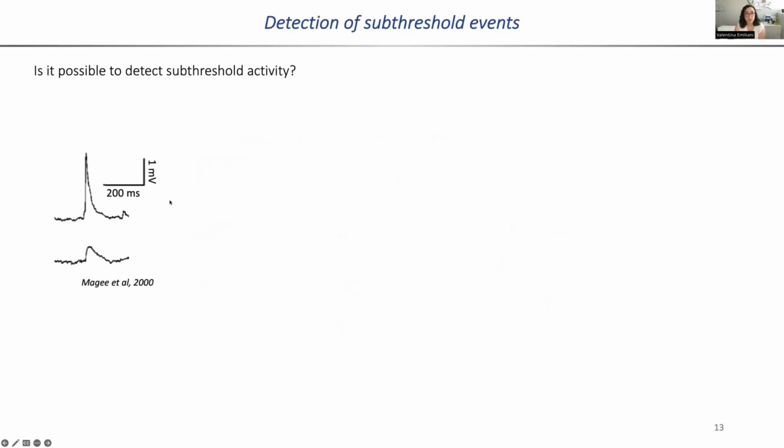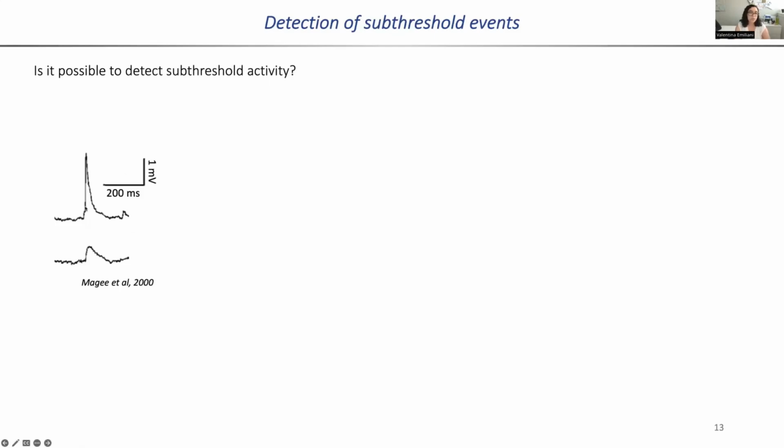One of the main advantages of voltage imaging is not only that you can detect action potentials, which you can also do with calcium imaging, but it's the ability to detect the subthreshold activity. So it's these small events, small amplitude events, that neurons use to communicate with each other.